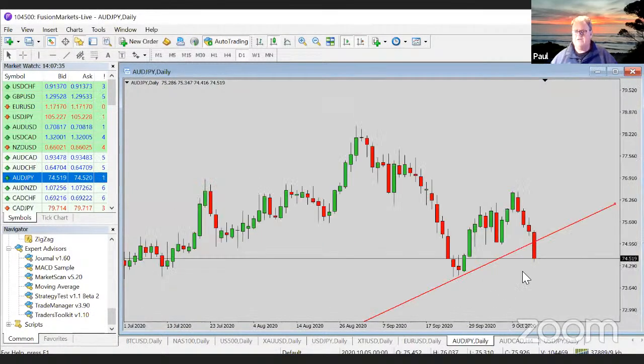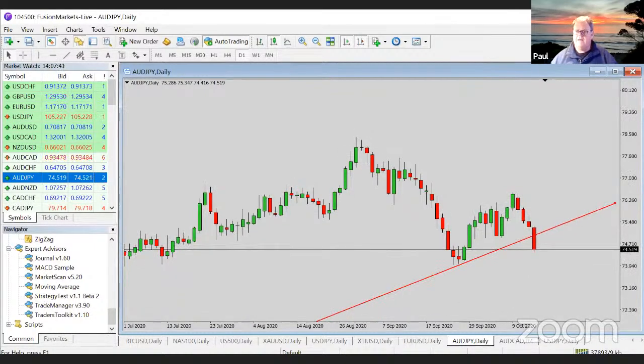Got asked to have a look at Aussie yen today. Did say that the break of this level would be decisive. We do have a break here. The Aussie didn't appear to like the Reserve Bank governor comments this morning.